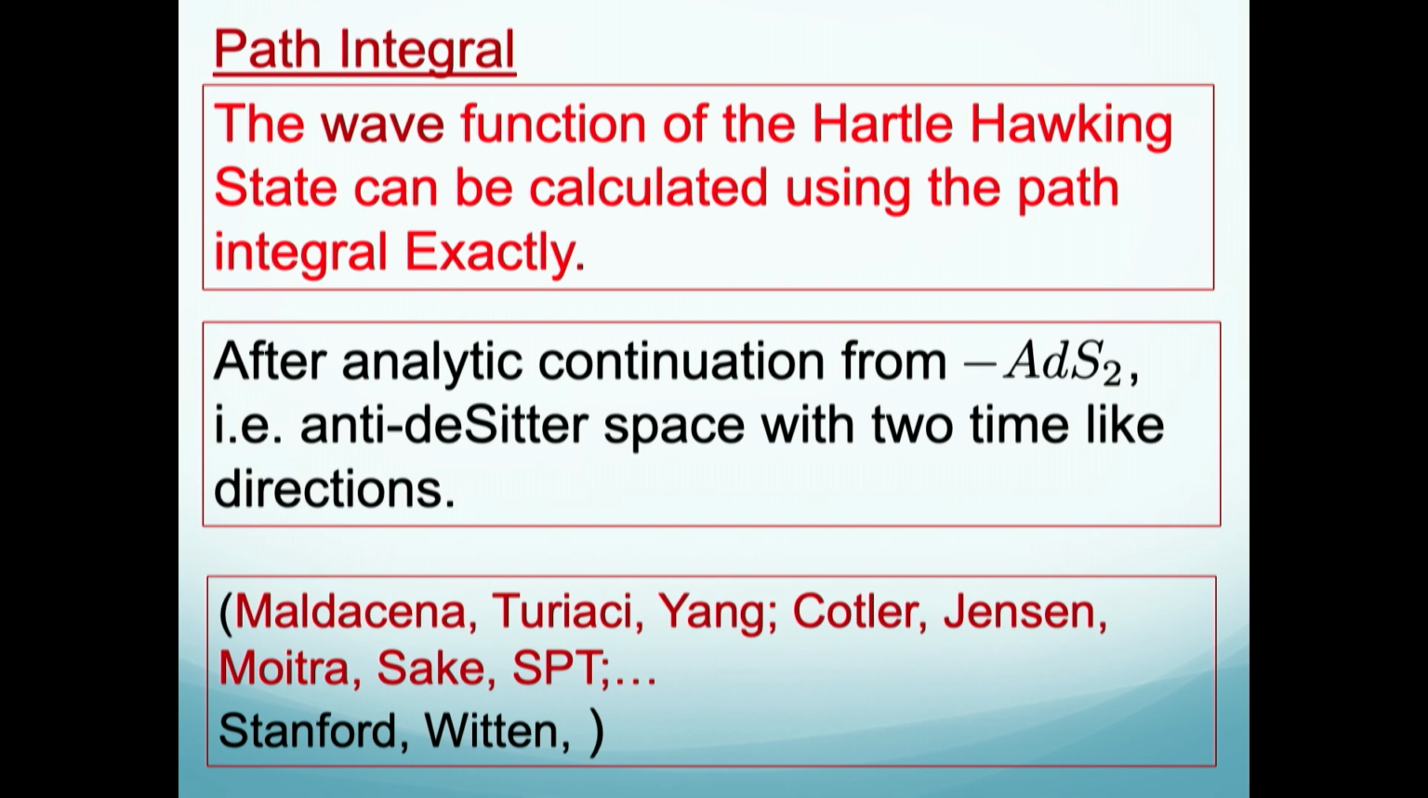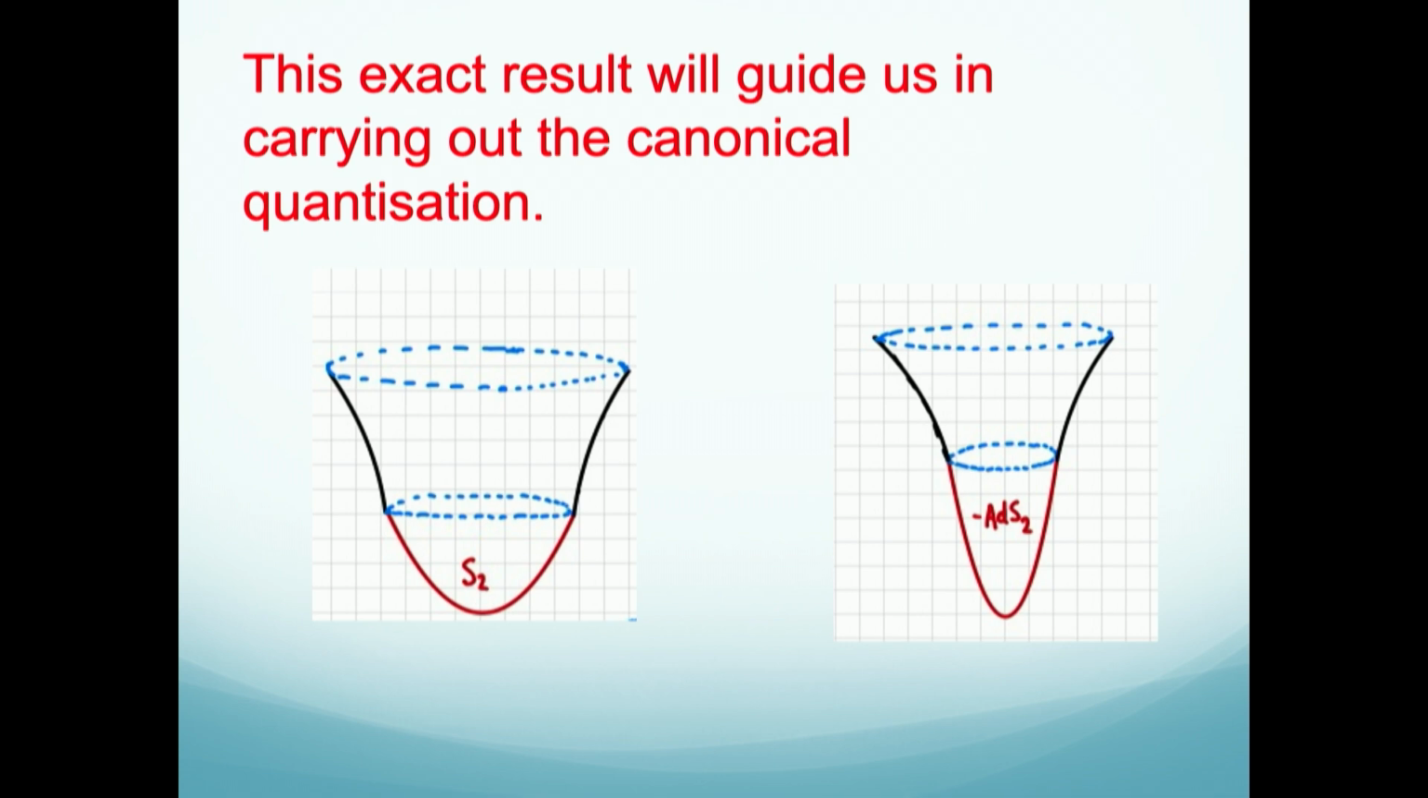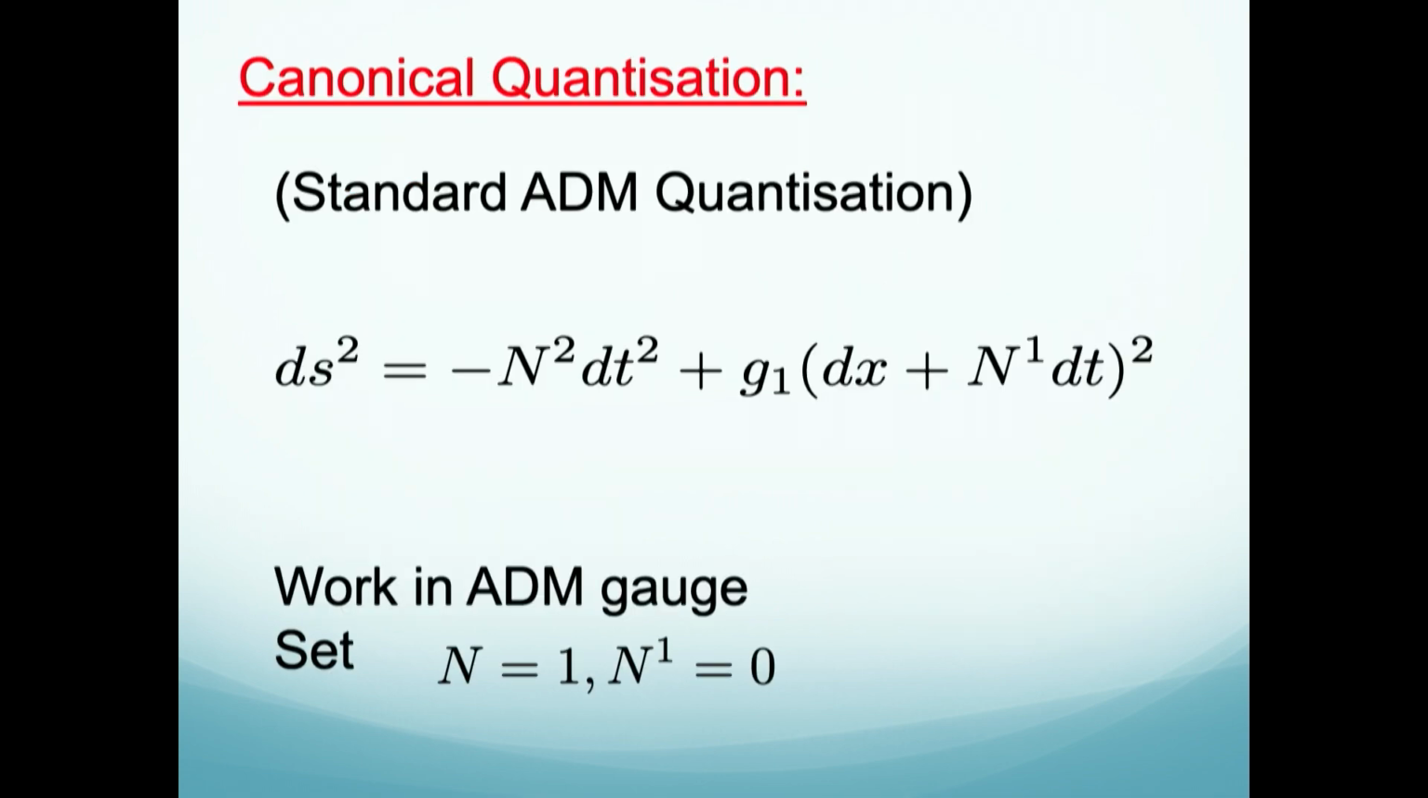Last thing to say, and then we'll turn to canonical quantization, is that the wave function for the Hartle-Hawking state can be computed exactly in this theory because it can be obtained by analytically continuing from minus AdS2. That is anti-deSitter space, but with two time-like directions. That's a bit strange to have two time-like directions, but the path integral can indeed be made good sense of. And because the path integral in AdS2 is known to be exact due to earlier work, that means we know the Hartle-Hawking wave function also exactly. And that will help us a lot when we turn to canonical quantization. Okay, so usually you have an S2, but here you can also do it with a minus AdS2.